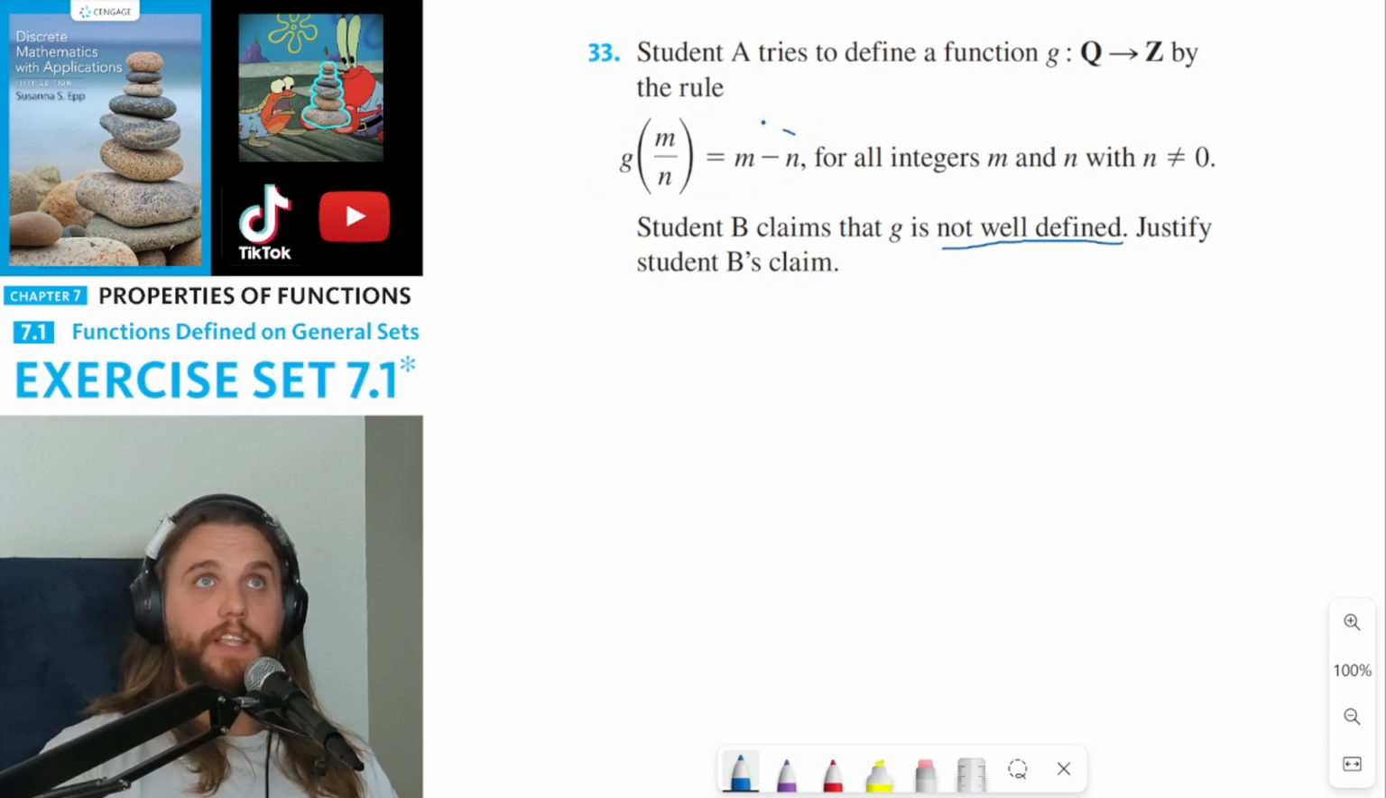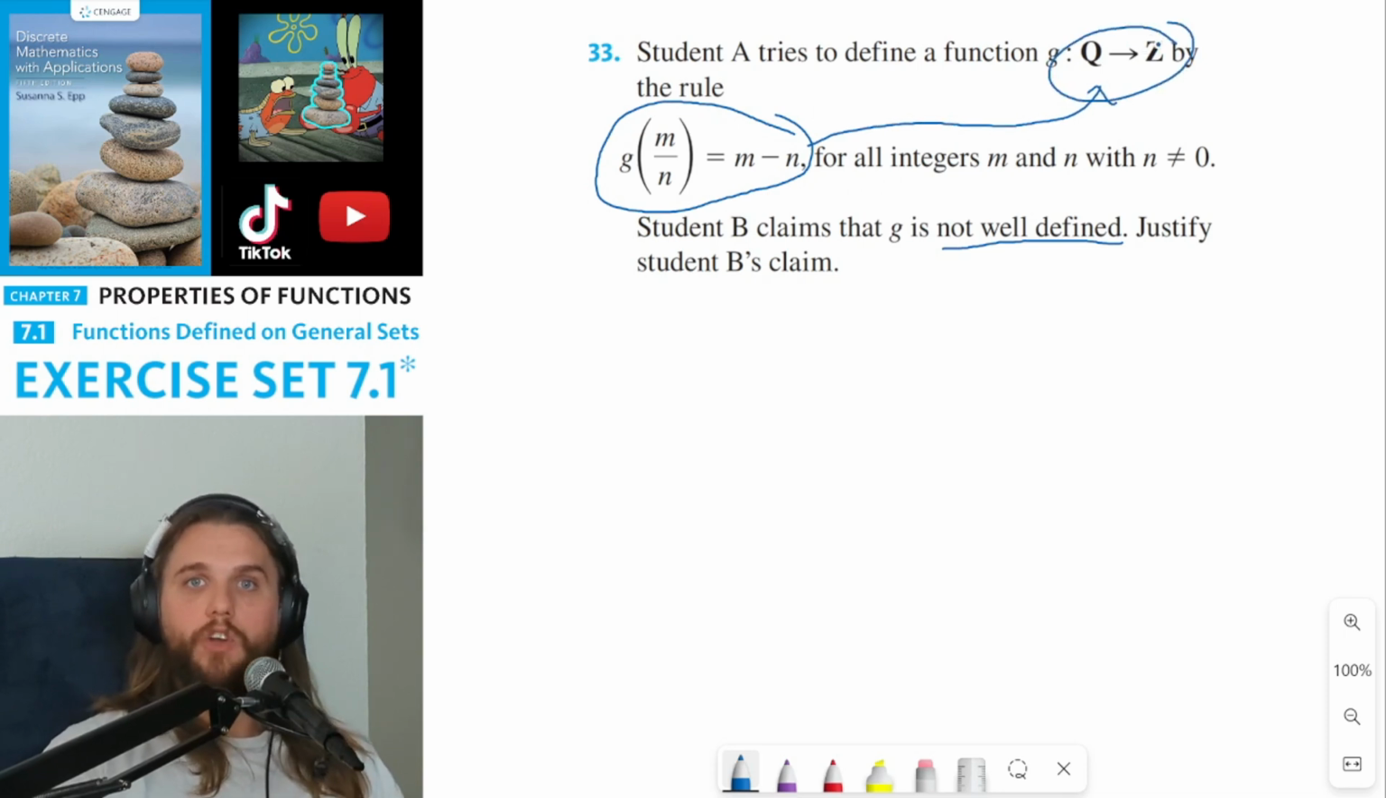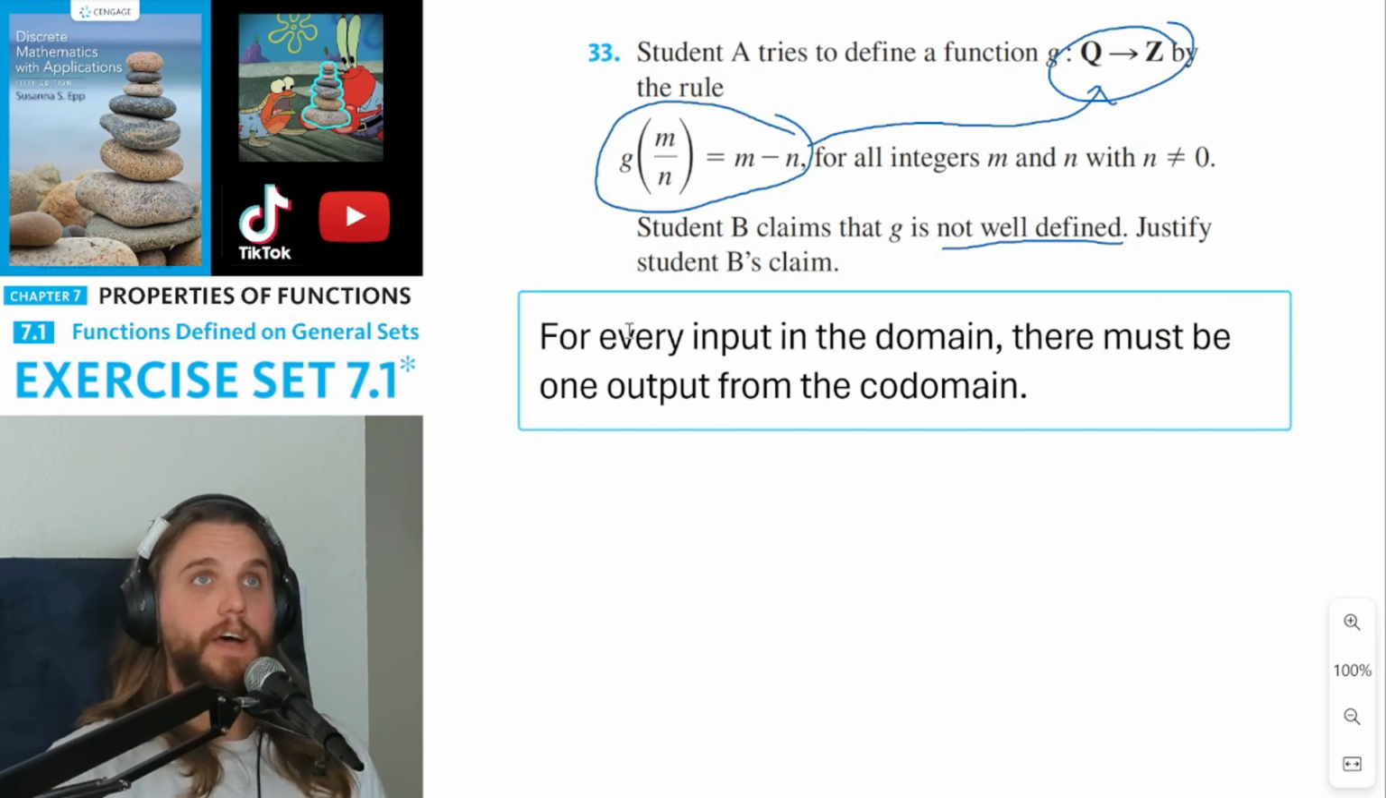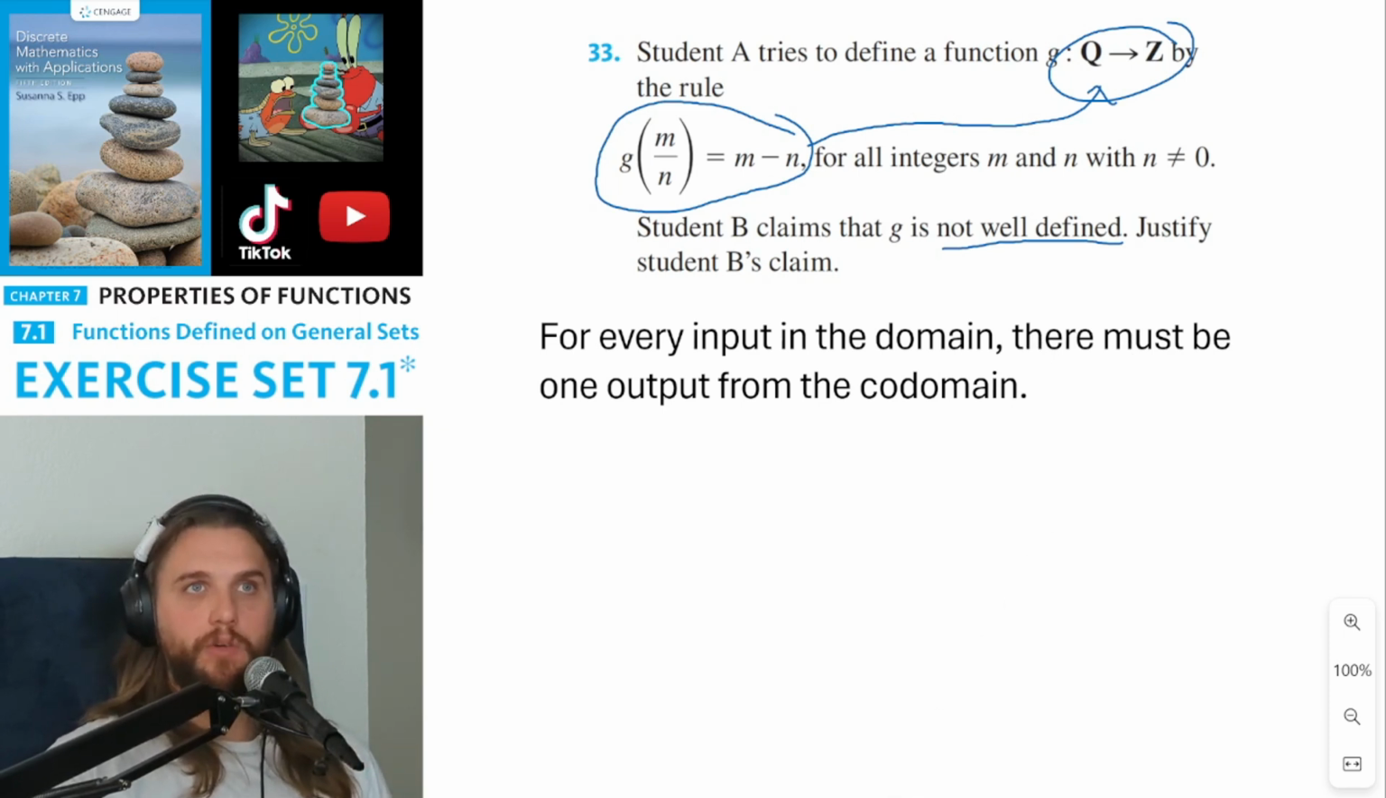To be well defined simply means that this function definition makes sense with this domain and codomain. Now, a function has to have the property that for every input in the domain, there is an output that's in the codomain. To say that a function is not well defined means that there is a severe problem with this function definition. In order for this function to be well defined, it must be the case that for every input in the domain, there must be one output from the codomain.